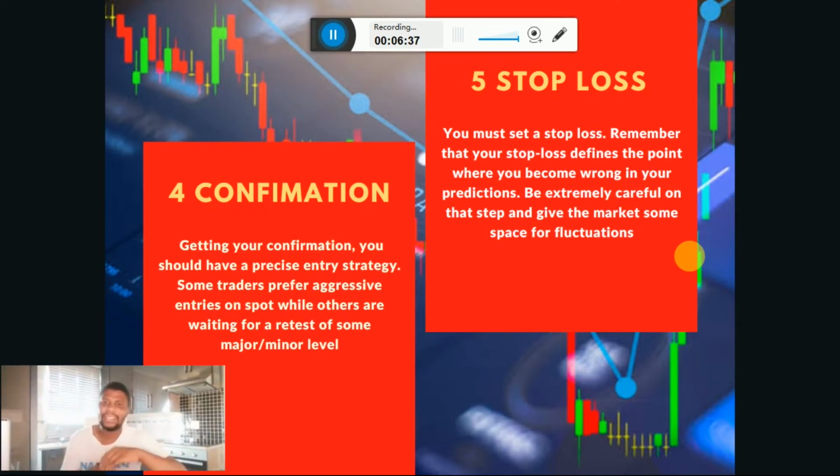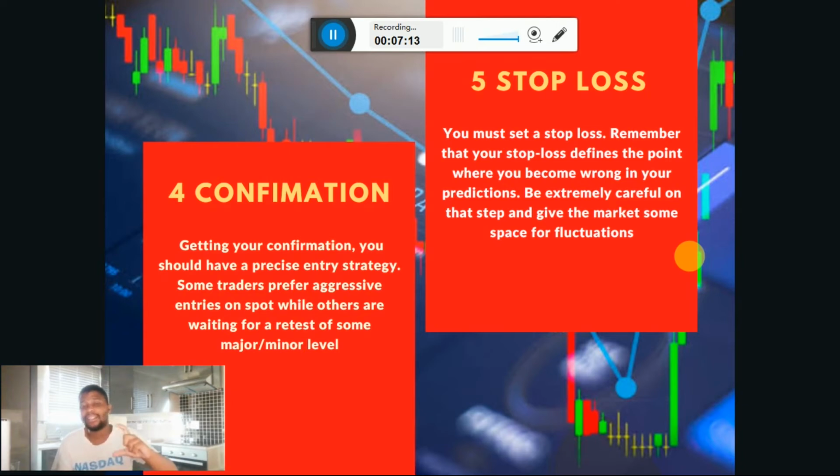So it depends on your risk appetite. And then number 5, you should always set your stop loss. Your stop loss protects your account, it protects you from losses, it protects you from emotional instability. So you should always put your stop loss. Your stop loss defines the point where you become wrong in a prediction. Be extremely careful on that step and give the market some space to breathe and for fluctuation.